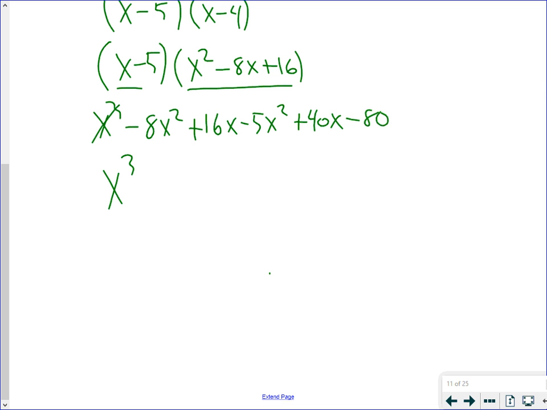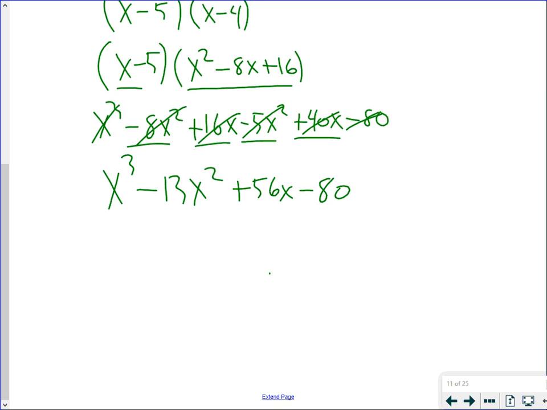There's only one x cubed, so we can bring it down. Negative 8x squared and negative 5x squared add up to negative 13x squared. 16x and 40x add up to 56x. And we don't have any other constant term other than negative 80, so we can just bring it down. This right here is our standard form of the polynomial with the zeros 5 and 4 with a multiplicity of 2. Okay? So let's go on to number 2.